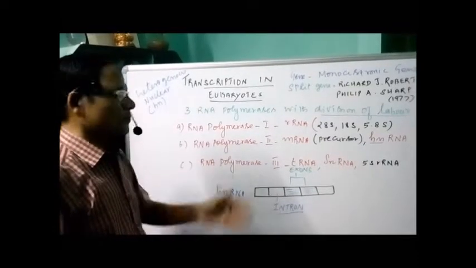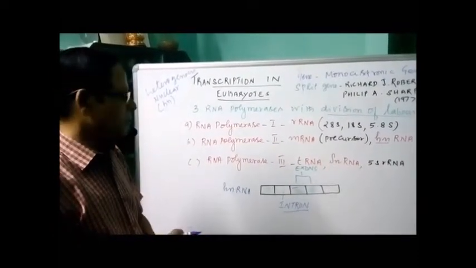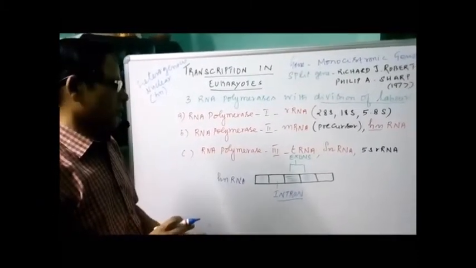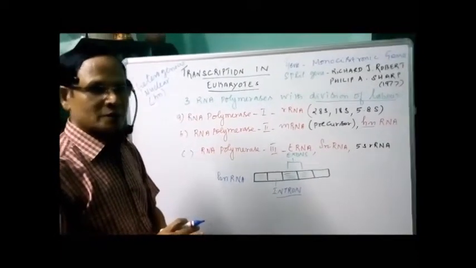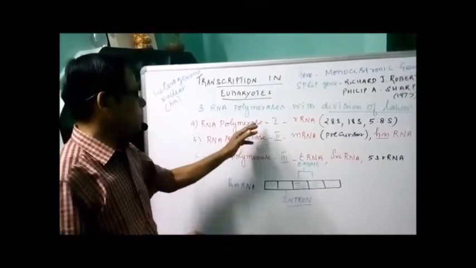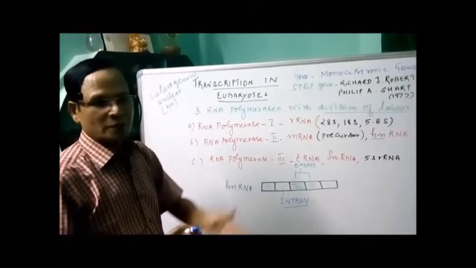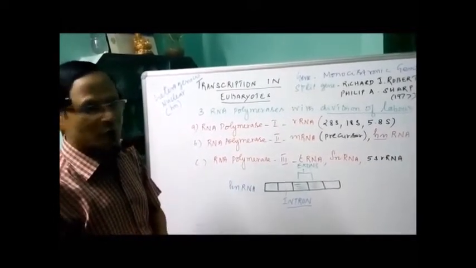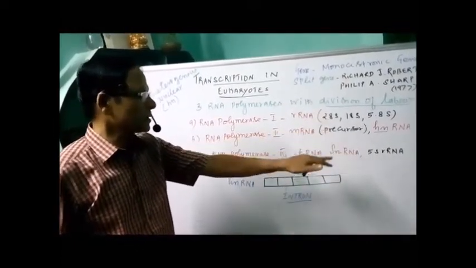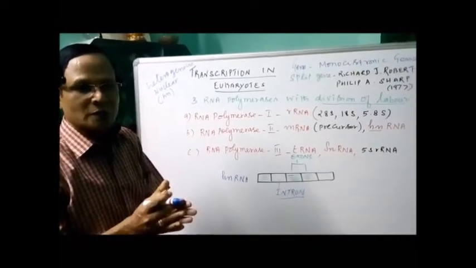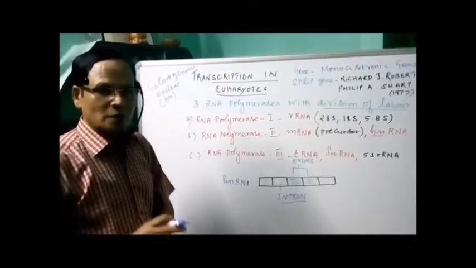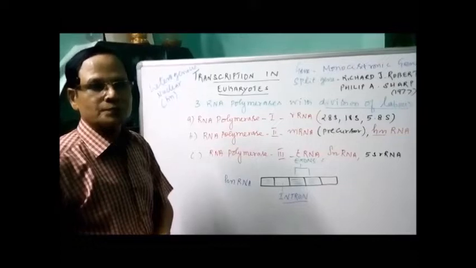Now RNA polymerase III is concerned with the production of the third RNA, tRNA, then small nuclear RNA, and also one of the units needed for the formation of the ribosome, 5S ribosomal RNA. It is added to the ribosome along with 28S, 18S and 5.8S. These are the different units that make up the ribosomal RNA. So this is about the division of labor of the RNA polymerases in the case of eukaryotes.